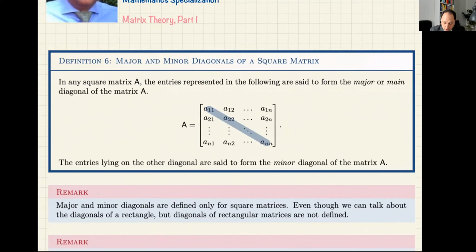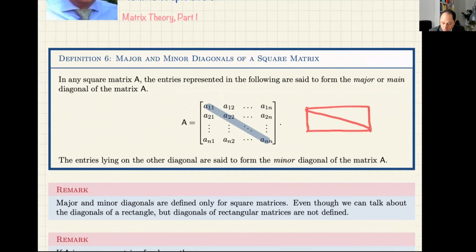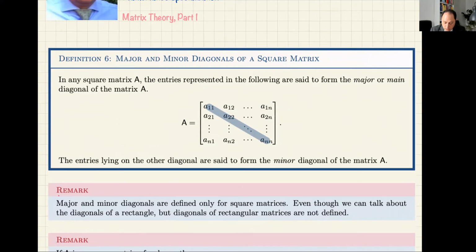Yes, but this is a remark. You know that if I have a rectangle, I can also talk about diagonals. Yes, this is not necessarily only for squares. Of course, if I have squares, I can talk about diagonals as well. But in geometry, if I have rectangles, I can still talk about diagonals. But this is not the case in matrix theory. Yes, so this is the content of this remark. Major and minor diagonals are defined only for square matrices.